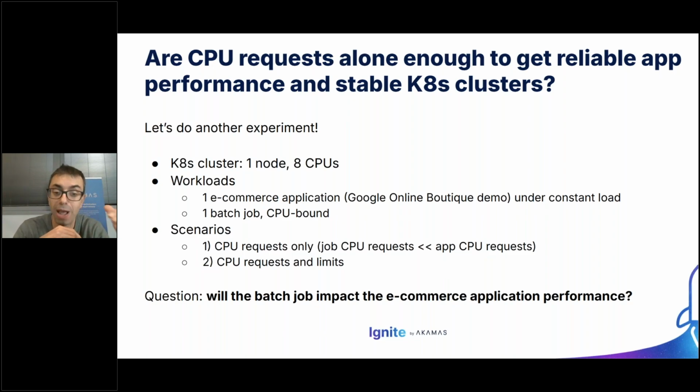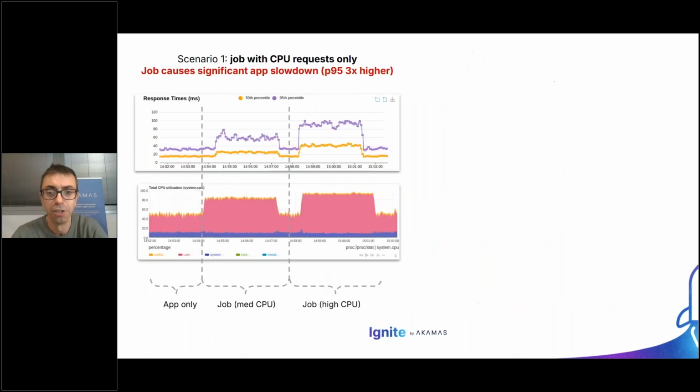One using just request, and the second scenario we use request and limits. So let's see what is happening here. The first scenario is that let's just use CPU request. The first chart that you see on the top is the response time of this application. On the bottom, you see the CPU usage of the Kubernetes node.